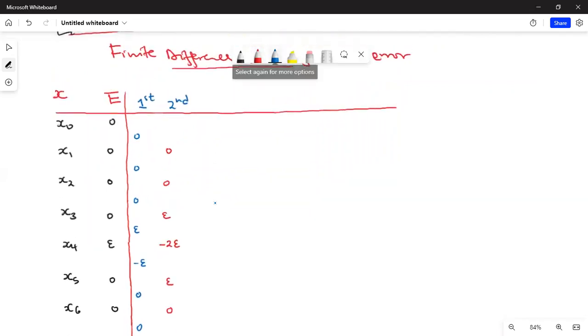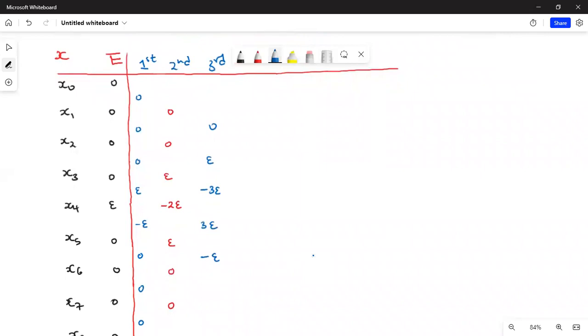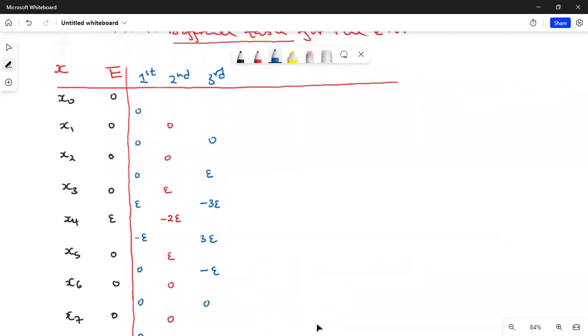We go to the third order differences. 0 minus 0 will give us 0. Epsilon minus 0 is epsilon. Negative 2 epsilon minus epsilon is negative 3 epsilon. Epsilon minus negative 2 epsilon, that is positive 3 epsilon. Here we'll have negative epsilon. And the other one, here we'll have 0. We don't have any other.